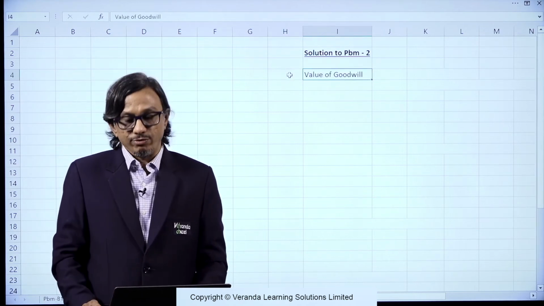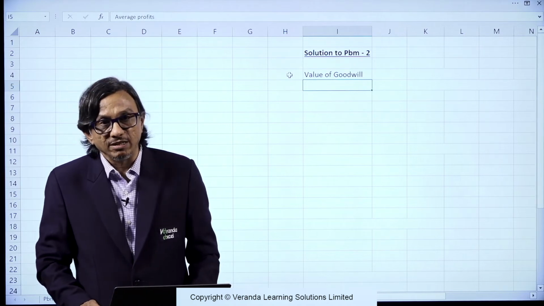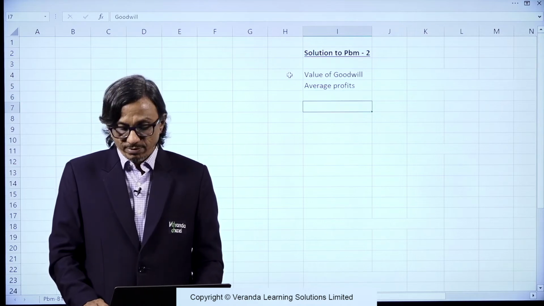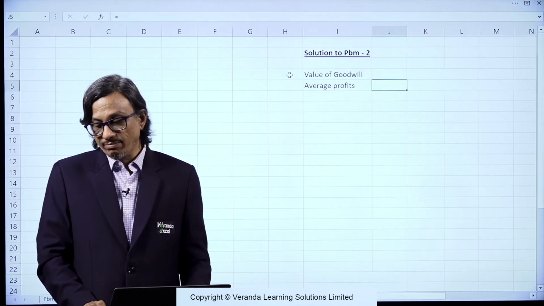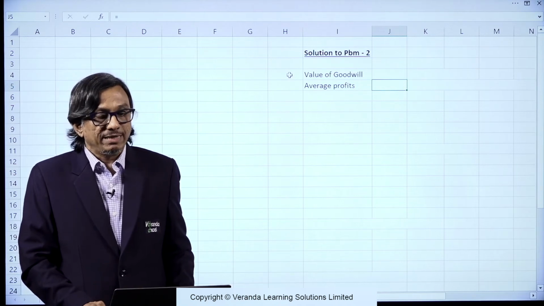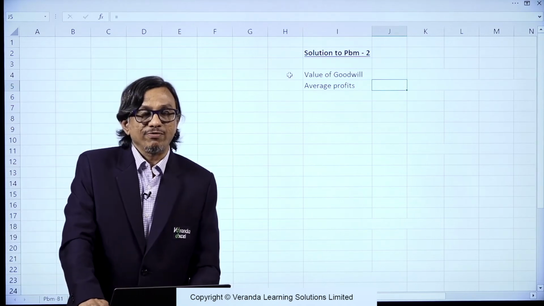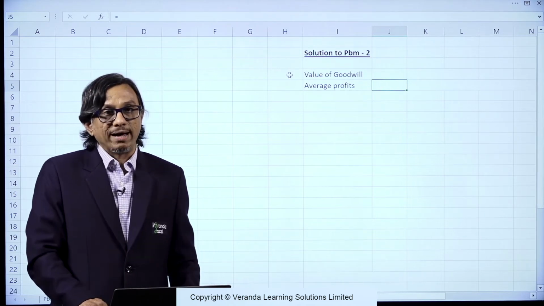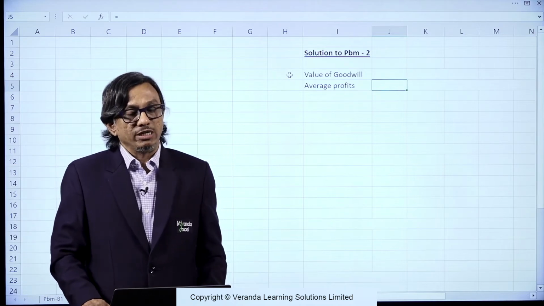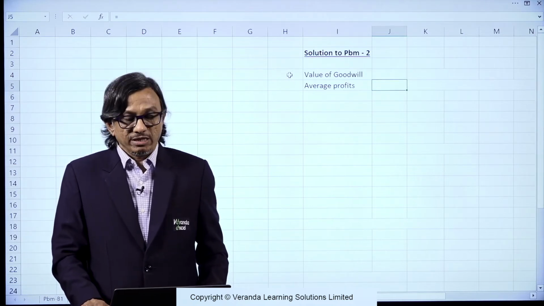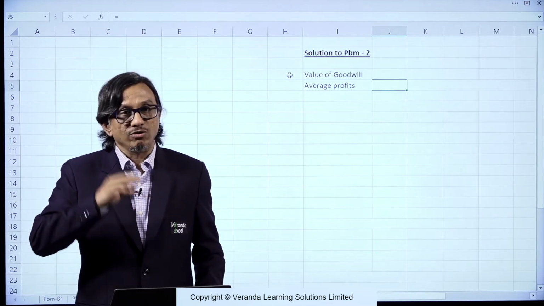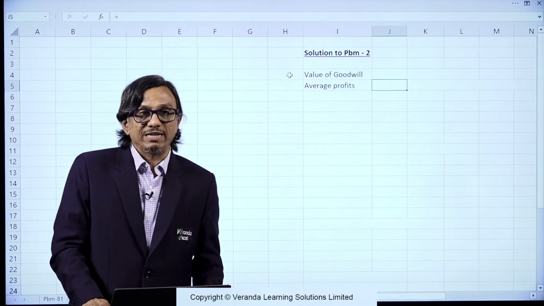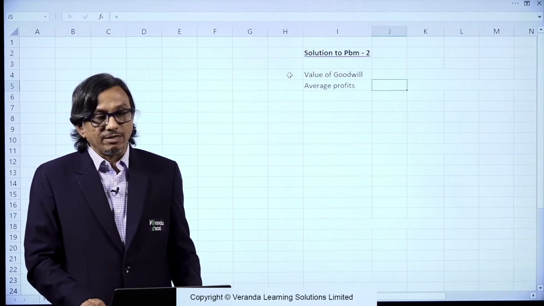Determination of value of goodwill. What is the method given in the problem? Average profits. Now, whether you will follow simple average or weighted average depends upon the tendency of the profit. If the profits show a continuously increasing trend or a decreasing trend, we have to go by the weighted average method. But in this problem, you see, first year profit is 27,000 and it goes up and comes down and keeps on alternating between top and bottom. So therefore, we need not go for weighted average, we have to go for the simple average method only.